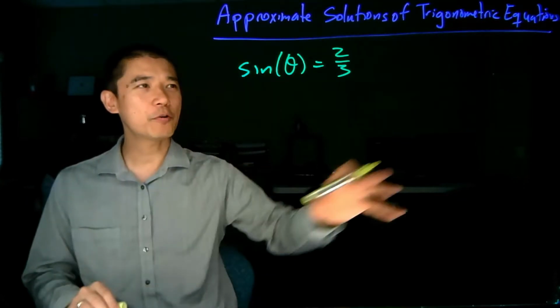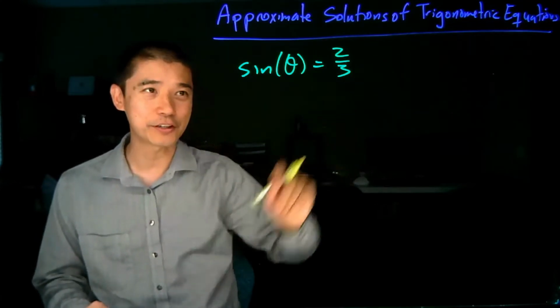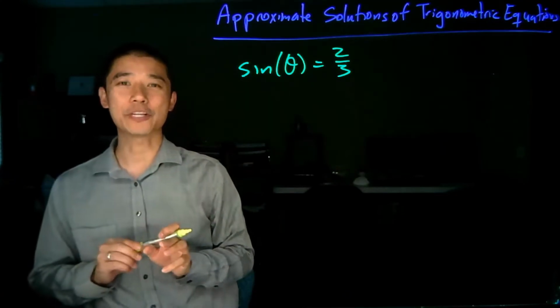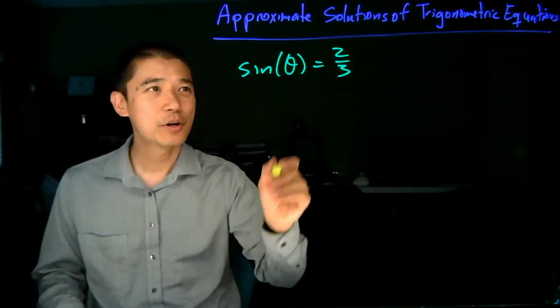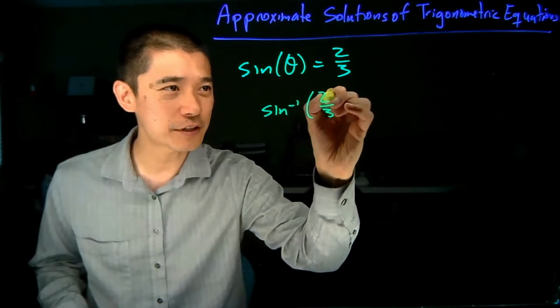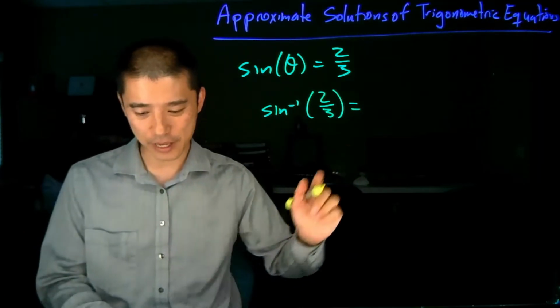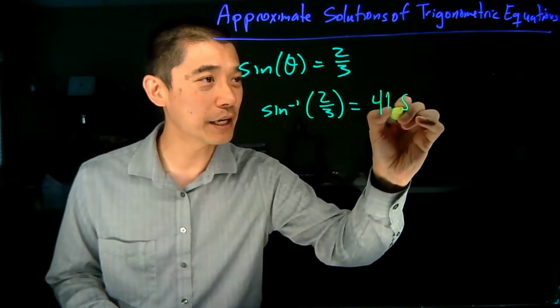Now what we did before is we had a chart of values here and we just sort of looked up the value on the chart to get the reference angle. That's not going to work for us anymore. So what can we do? Well, the first thing we're going to do is we're going to ask our calculators to give us the inverse sine of 2/3. And we're going to do this first one in degrees. And so when you do that, you will get 41.81 degrees.